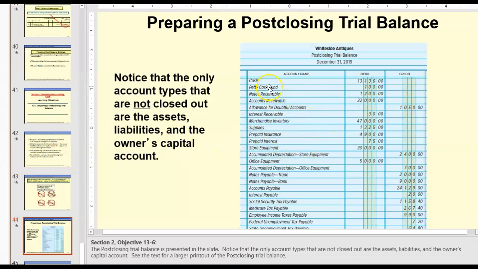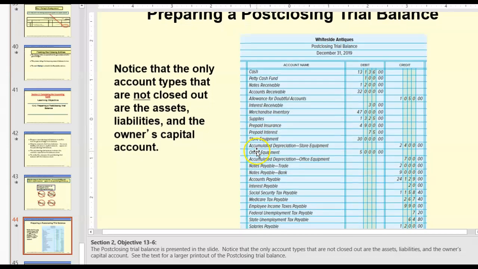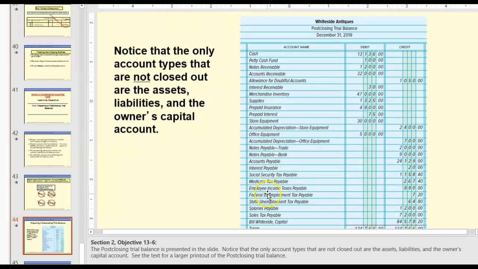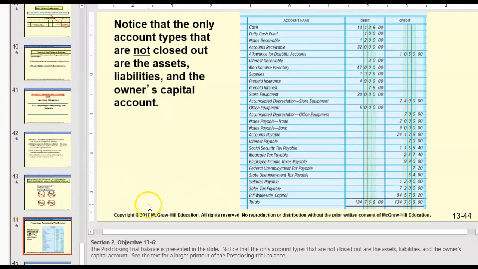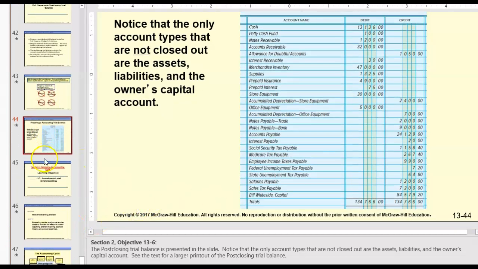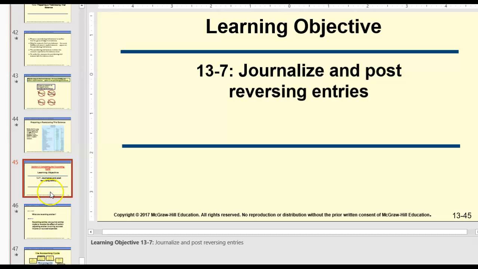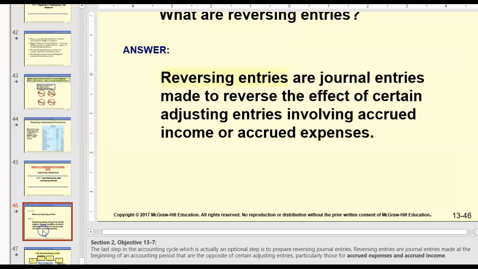Notice how it's listed though. Assets first, then liabilities, all the payables, then the owner equity, capital. It's always in that order: assets, liabilities, capital. Then you have to journalize.